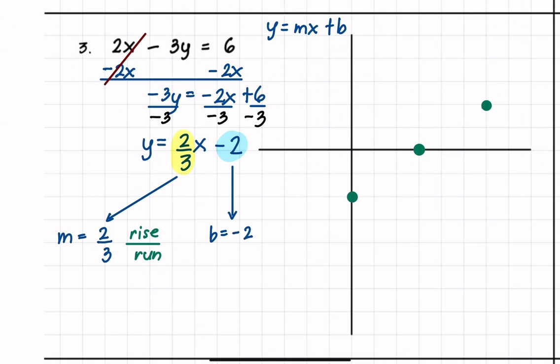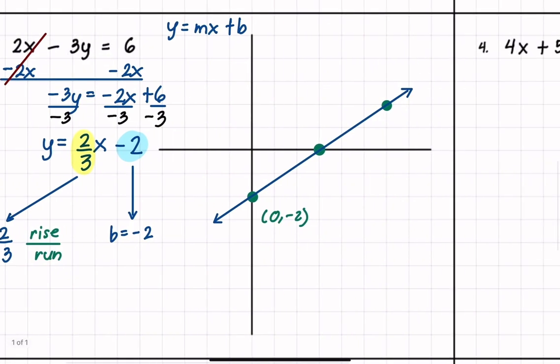Okay, so now that we have points, again, class, this one is 0, negative 2. All we have to do now is to connect the points. So this is the graph of 2x minus 3y is equal to 6.